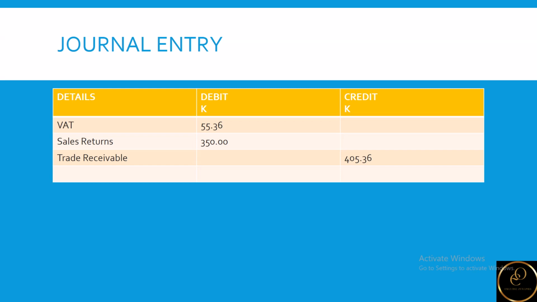Equally, the sales returns shows a reduction from our revenue. As per general rule, all income and gains are credited. So originally, when sales are made, the sales account is supposed to be credited. So when there is a reversal, we do the opposite, we debit that account. That's why here sales returns is debited. It's shown that it will be debited with 350 kwacha.